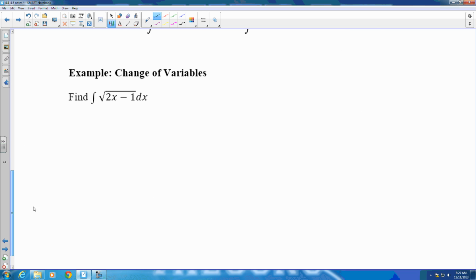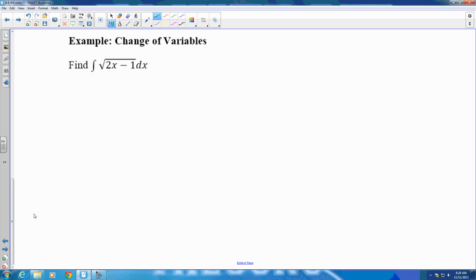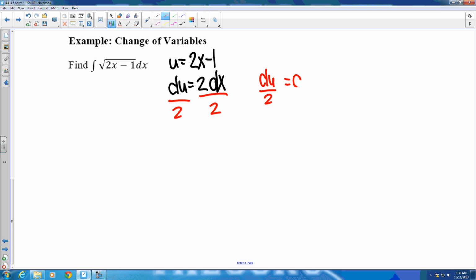We always have to change it back to whatever variable we started with. Okay, so in this function, our inside is u equals 2x minus 1. du is 2 dx. Now look, we don't have a 2, so we need to divide both sides by 2. Now that we match, we put the 1/2 on the outside. Integral of u to the 1/2 du.